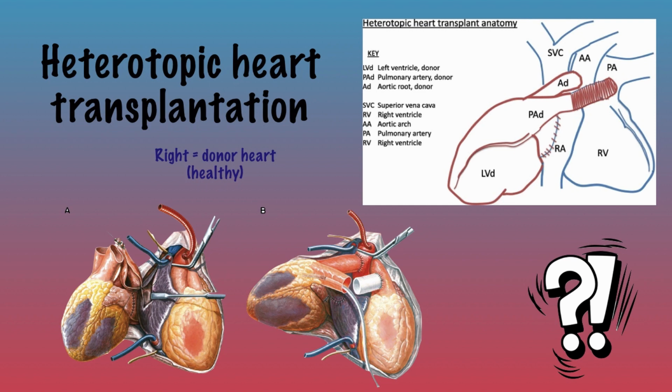Heterotopic heart transplantation, also known as piggyback heart transplantation, involves implanting a healthy donor heart on the right side of the recipient's damaged heart. Both hearts are attached, allowing blood from the damaged heart to flow into the new one, and the new heart can then pump blood around the body.